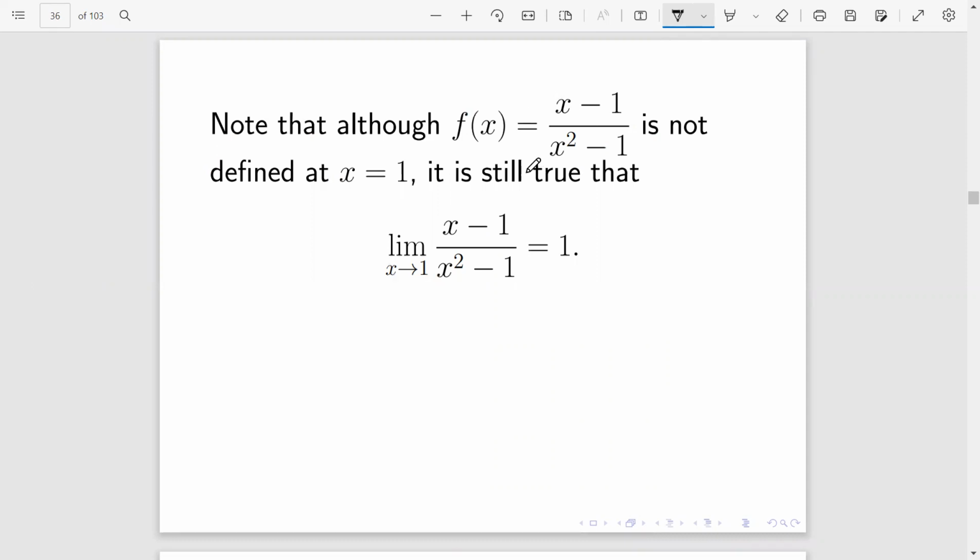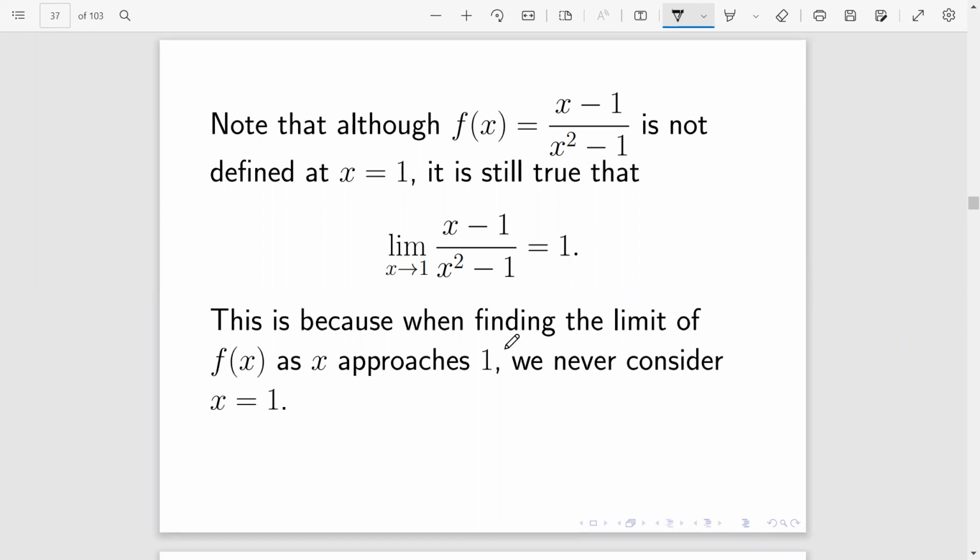Please remember that as much as this function is not defined at 1, the limit still exists. Sorry, this would be 0.5. The function is not defined at 1, but the limit as x approaches 1 of this function approaches 0.5. So the limit is defined, but the function is not defined at 1. But the limit as x approaches 1 is defined. I hope that makes sense.